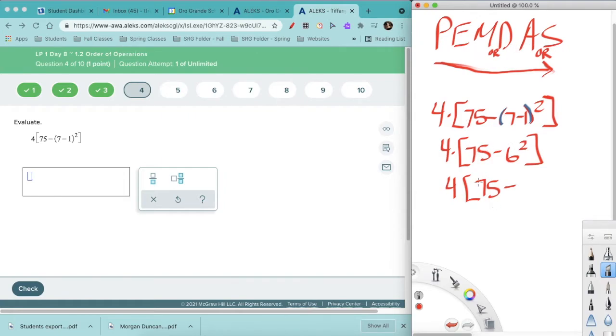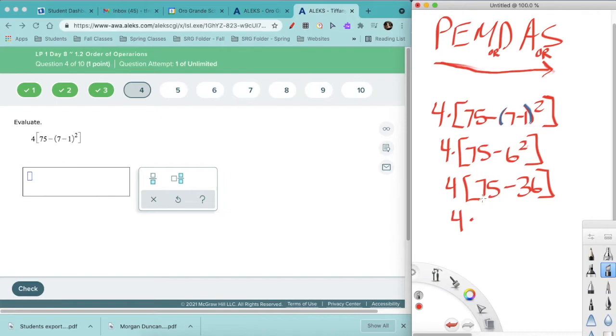So I have 75 minus, I need to do this squared before I can subtract from 75. So 6 squared, remember that's not 6 times 2, it's 6 2 times. So 6 times 6, which is 36. And then we have 4. Oh, now that I'm going to come down to one number, I'm not going to go ahead and write the brackets, but we do want to subtract this.